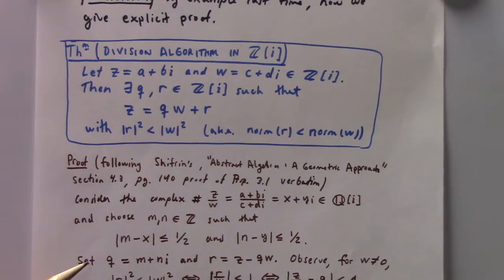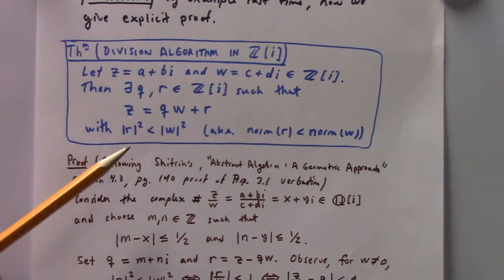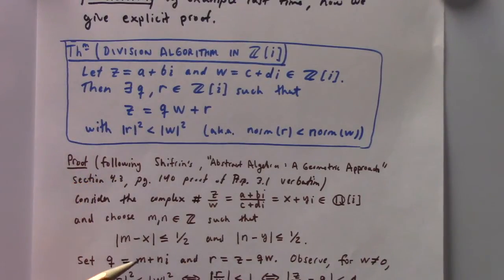With those choices though, if I set q equal to m plus ni and the remainder, basically by construction, r equal to z minus qw, then what would we want? We want to show that the norm of the remainder is less than the norm of the dividing number. Okay, fine.